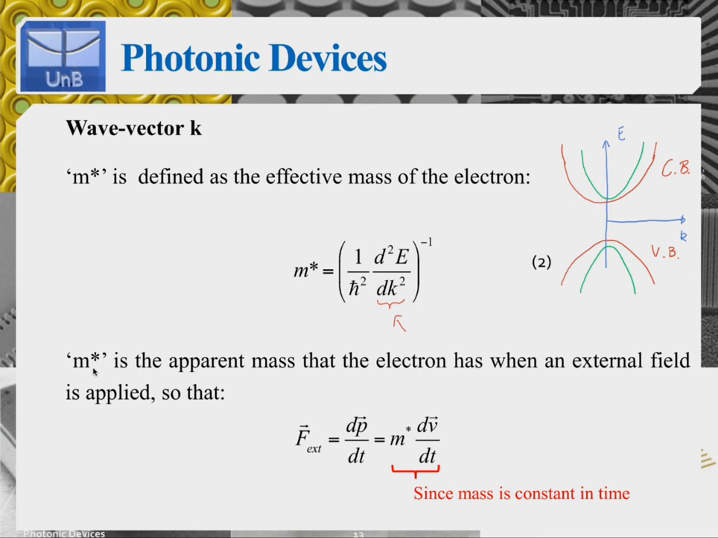Okay, so m star is the apparent mass that the electron has when an external field is applied, so that Newton's second law is obeyed if you replace the mass by m star. In other words, F external is the rate of change of the momentum with respect to time, the derivative of momentum with respect to time, which is equal to, if the mass is constant, m star multiplied by the acceleration.